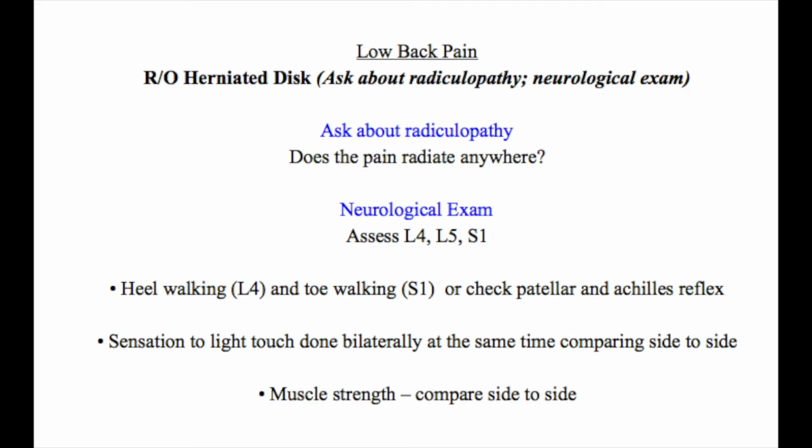Ask about radiculopathy. Does the pain radiate anywhere? Through the neurological exam, you can assess L4, L5, and S1. You can ask the patient to do heel walking, assessing L4, or toe walking, assessing S1. Or you can check patellar and Achilles reflexes. You can also assess sensation to light touch bilaterally, comparing side to side. You can also assess muscle strength, again comparing side to side.